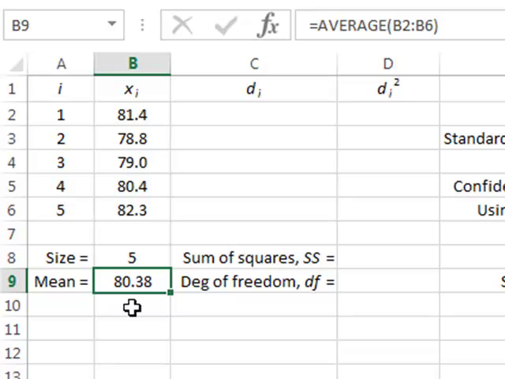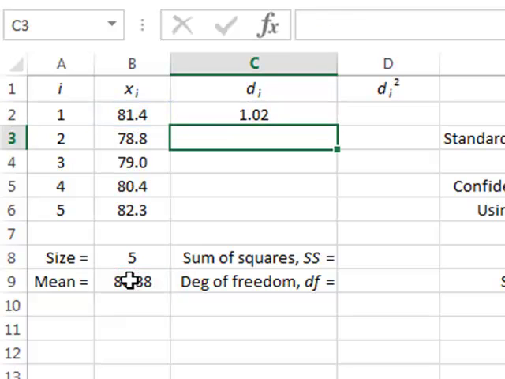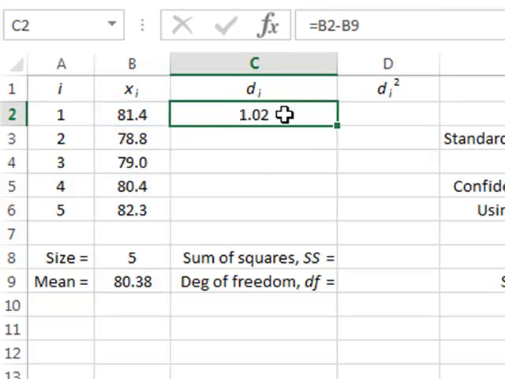In addition to the mean value, it's useful to get some idea of the spread of data values, and we can do that by finding the deviation of each value from the sample mean. So this will be equal to the difference between the x value, take away the sample mean, which for the first value gives a value of 1.02. We now wish to copy this formula to calculate the deviation for all the other data values.